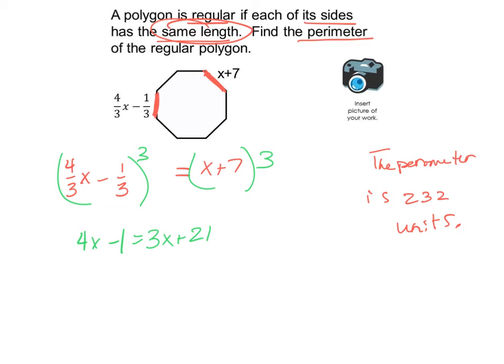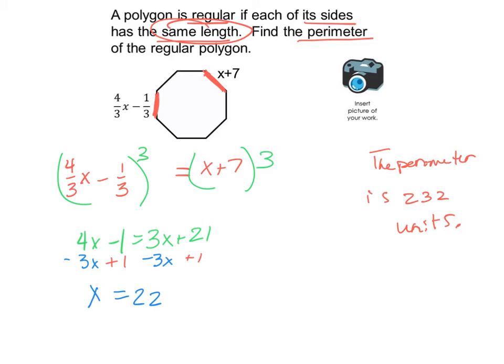Now I'm going to solve for x. So I'm going to subtract 3x from both sides, and then I'm going to add 1 to both sides. So let's see. 4x minus 3x is x. Negative 1 plus 1 is 0. Equals 3x minus 3x is 0. 21 plus 1 is 22.